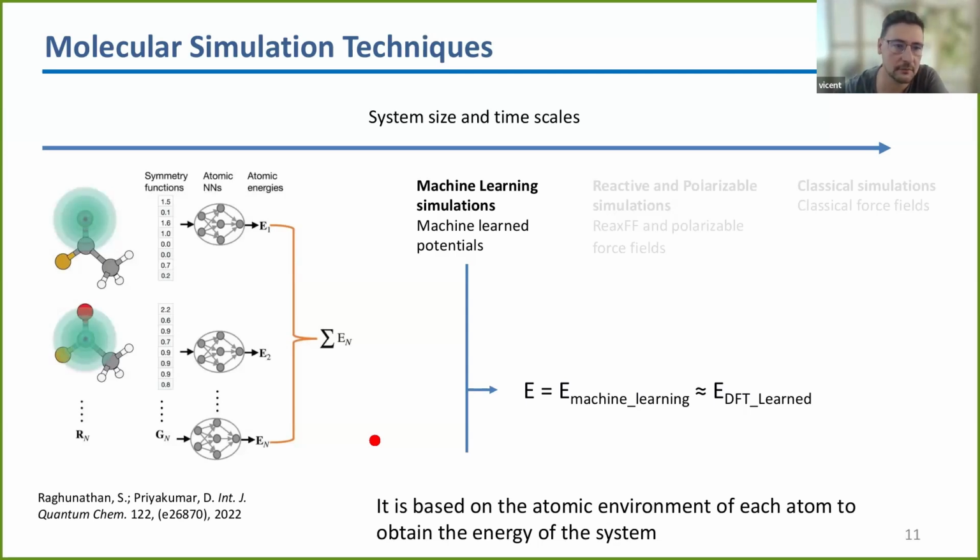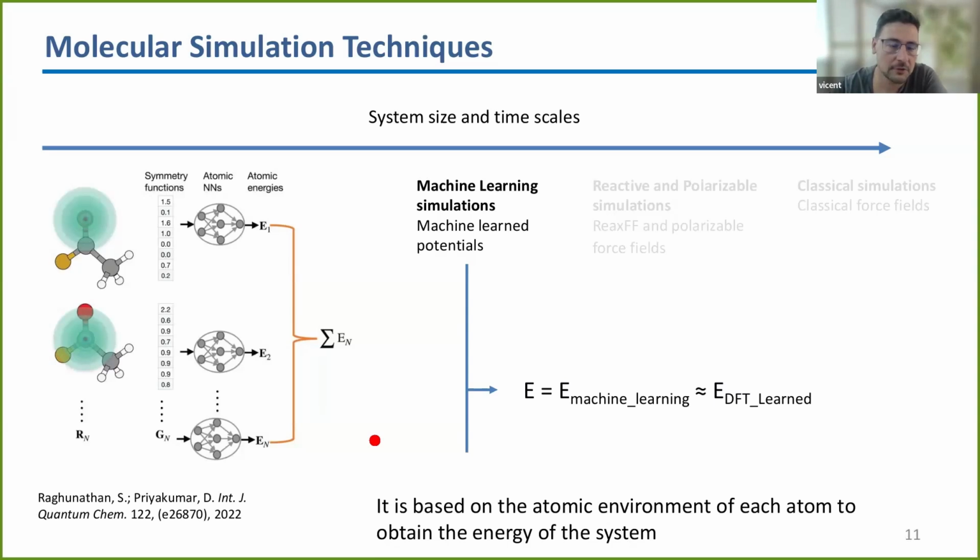The molecule has some chemical composition, and the architecture learns normally from DFT how the interactions depend on the atoms that we have around. So we have many molecular species with different atomic environments. All of this gives a very wide set of energies.